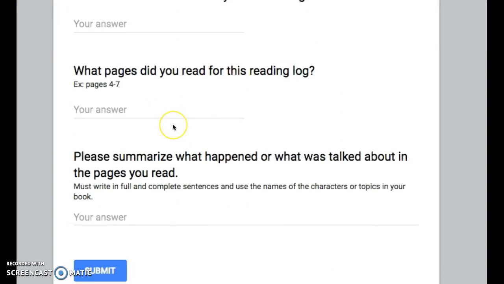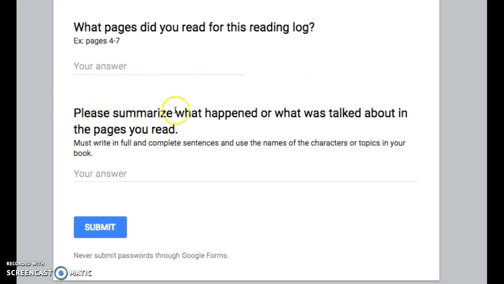Then after you put that in, you're going to summarize what happened or what was talked about in the pages you read. You must write in full and complete sentences and use the names of the characters or topics in your book. Don't just say, a girl joined the baseball team, people didn't like her, right? Actually tell me what. Maria joined a baseball team and most of her teammates didn't like her, especially Eduardo, right? Or if you're reading an informational book, say, oh, in this book, this week, they talked about electricity and the difference between positive and negative electrons.